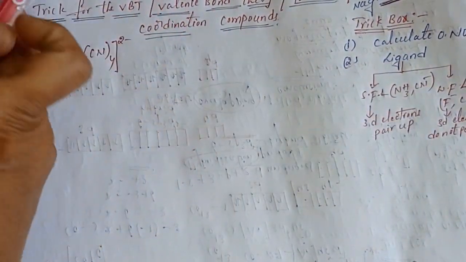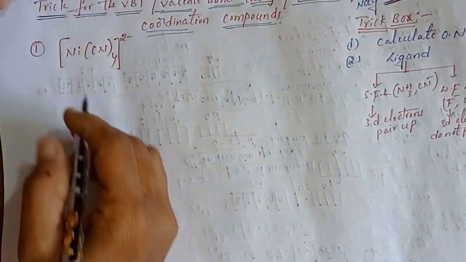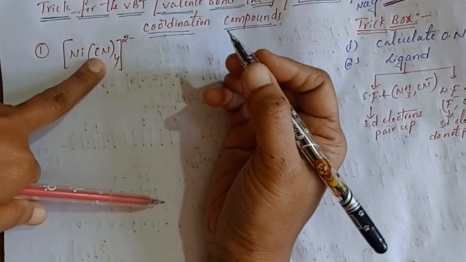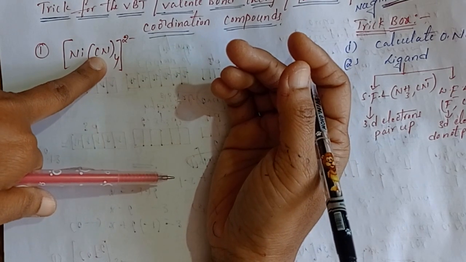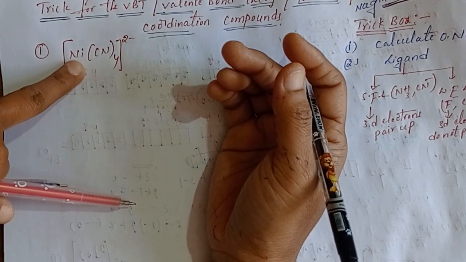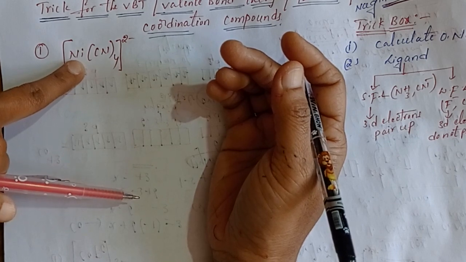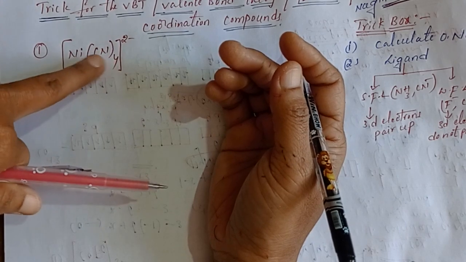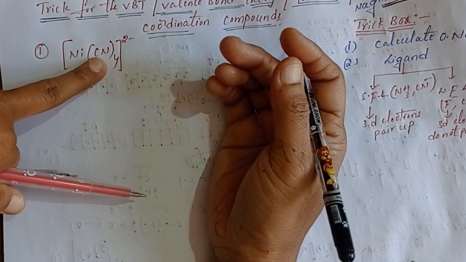Now see, what is trick one? Calculate the oxidation number of the central metal atom. I'm taking nickel; nickel is the central metal atom. The ligand is ready to donate a pair of electrons to the central metal atom. Metals are ready to lose electrons, so because of the loss of electrons they become electron deficient. That's why the central metal atom is ready to accept electrons from the donor. So CN minus, cyanide, is the donor. It is the ligand. Clear?